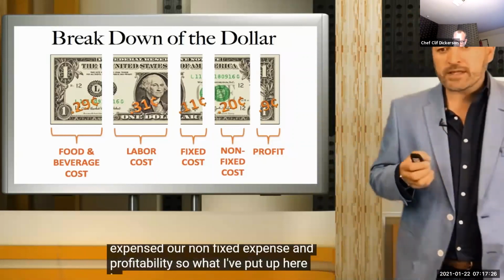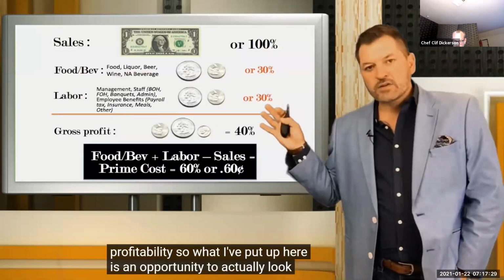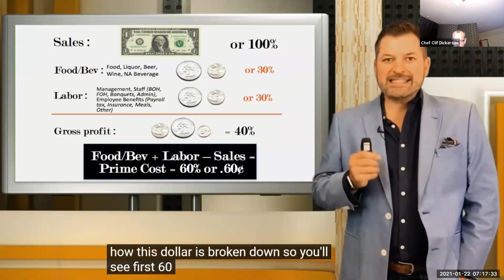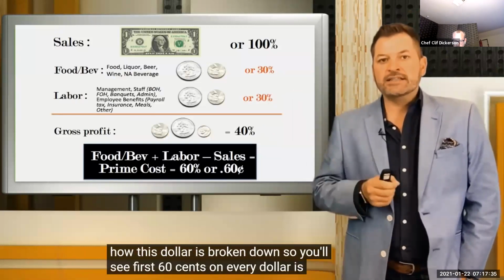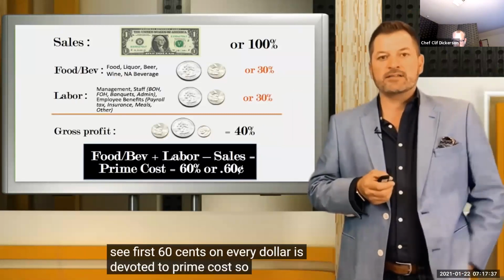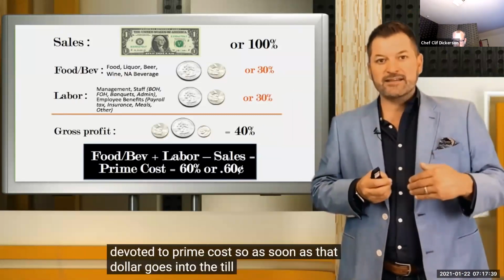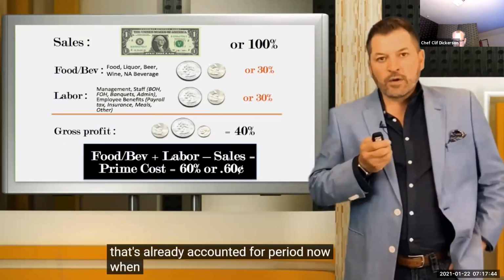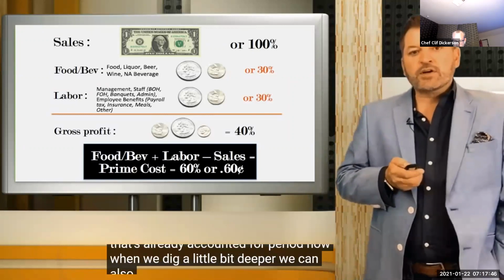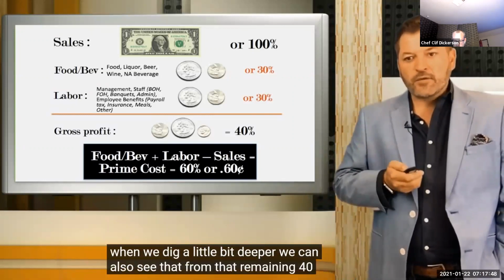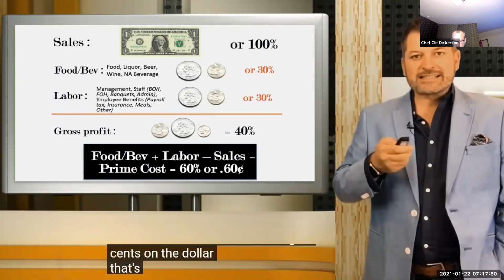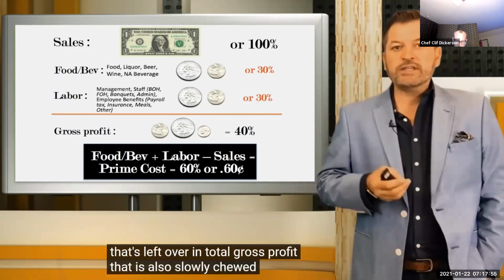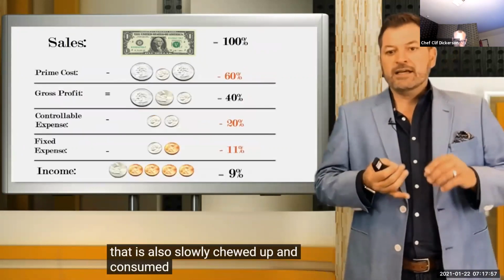So what I've put up here is an opportunity to actually look at how this dollar is broken down. You'll see first, 60 cents on every dollar is devoted to prime cost. As soon as that dollar goes into the till, 60 cents of it's already accounted for, period. Now, when we dig a little bit deeper, we can also see that the remaining 40 cents on the dollar that's left over in total gross profit is also slowly chewed up and consumed.